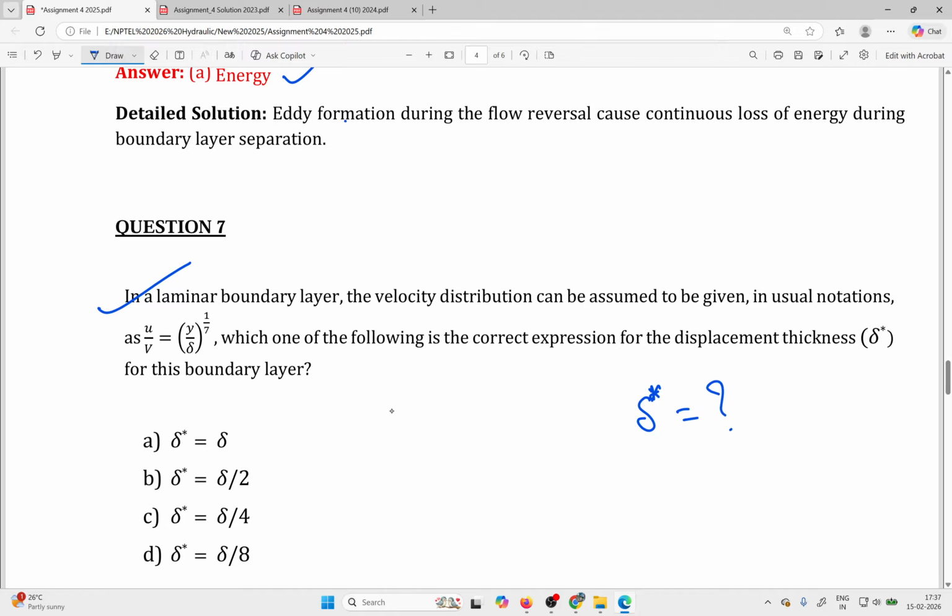So you have this time your small u by V, or you can say the free stream velocity, that is capital V, is equal to y by delta to the power 1 by 7. So what will be your displacement thickness? Previously we have already solved your momentum thickness. Now you have to tell your displacement thickness. Just try to calculate and try to write your answer in the chat box, please.